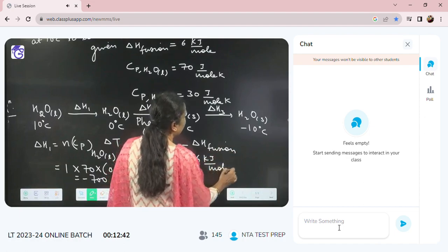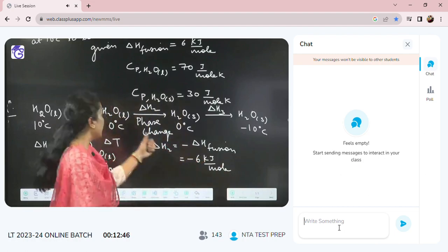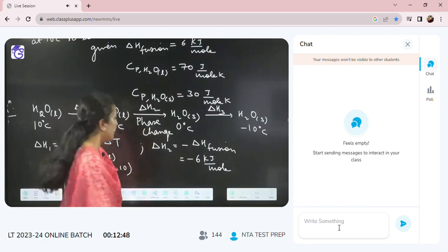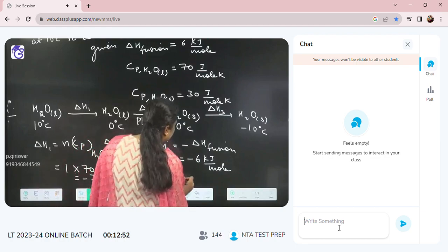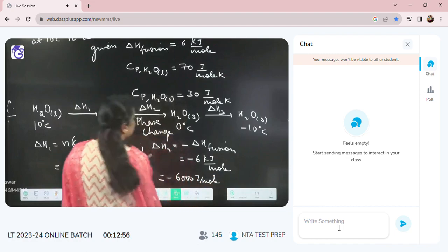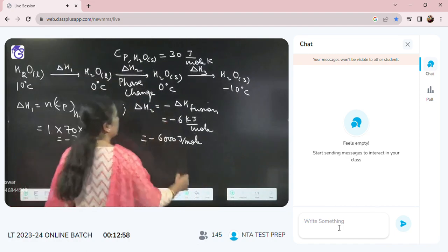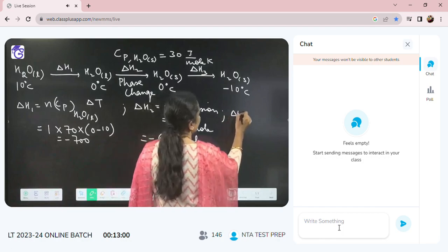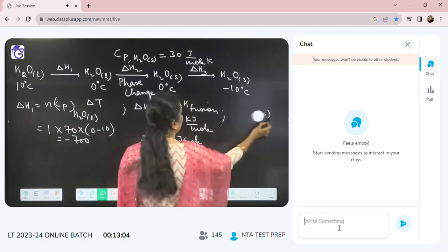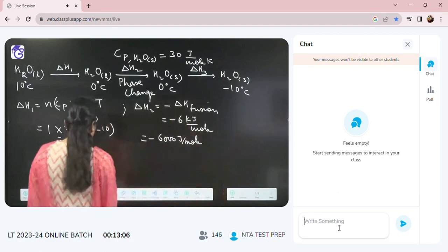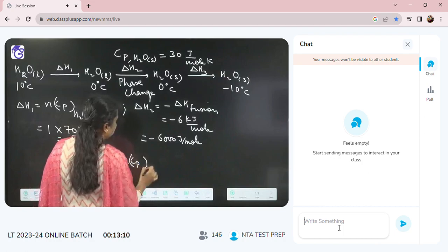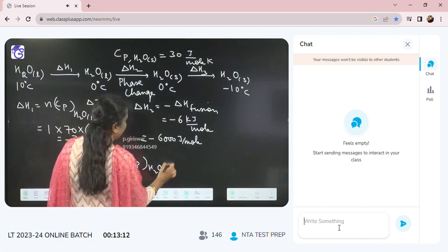Now be careful with the unit, because Cp is given in joule, delta H is given in kilojoule. So here you will write minus 6000 joule per mole. Unit consistency should be maintained. Now in the third process, delta H3, delta H will be what? n Cp. Let me write it on some other side because it is becoming clumsy here. So delta H3 is n Cp, Cp this time of H2O solid, and delta T.